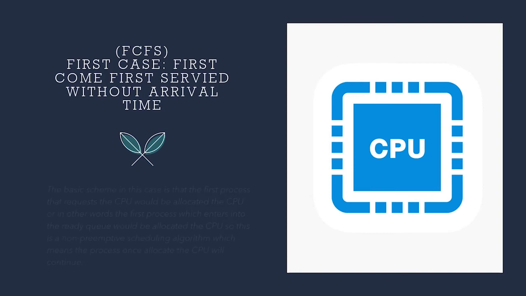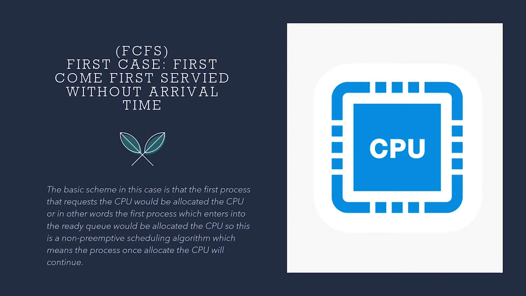The basic scheme in this case is that the first process that requests the CPU would be allocated the CPU, or in other words, the first process which enters the ready queue would be allocated the CPU. So this is a non-preemptive scheduling algorithm, which means the process once allocated the CPU will continue.